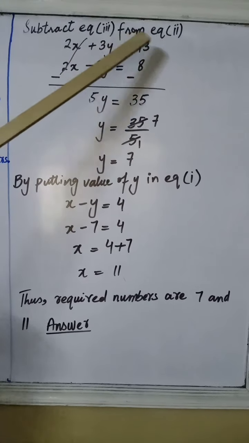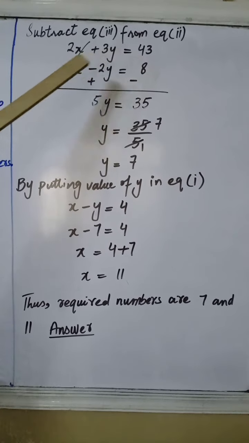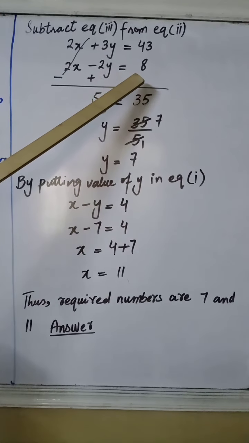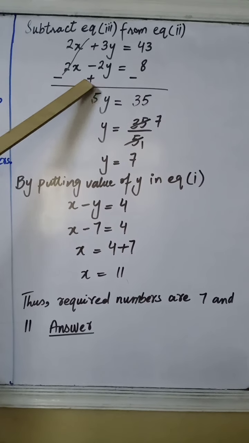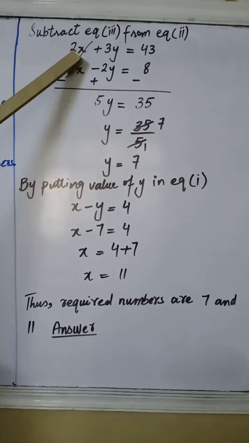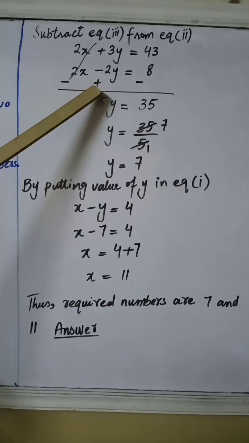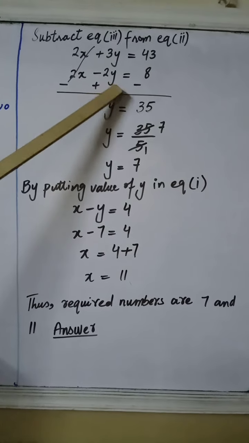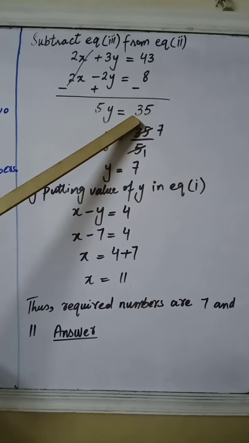Subtract equation 3 from equation 2. So 2x plus 3y is equal to 43, and 2x minus 2y is equal to 8. By subtracting, the signs are changed: minus, plus, minus. Plus 2x, minus 2x cancels, and 3y plus 2y is equal to 5y is equal to 43 minus 8 is equal to 35.